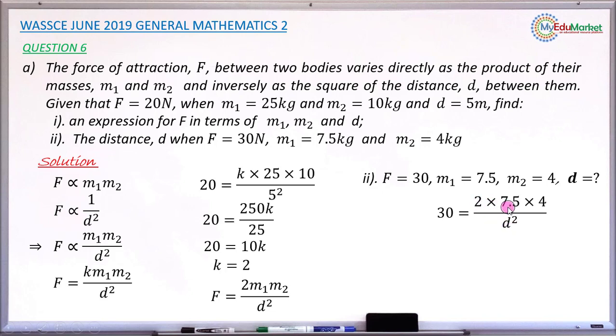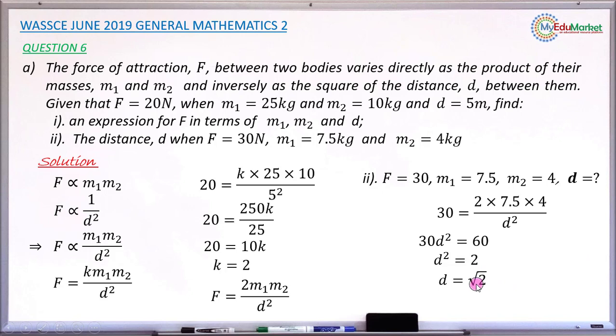That is 2 multiplied by 7.5 multiplied by 4 times the one under this, the 30, and this 30 times the D square. So there you now have 30 D square equals 60, where 60 is 2 times 7.5 times 4. So you divide both sides by the coefficient of D square, which is 30. So you have D square equals 60 divided by 30. It gives you 2. So to get D, not D square, you take the square root of both sides. Taking the square root of both sides, you now have D equals root 2.